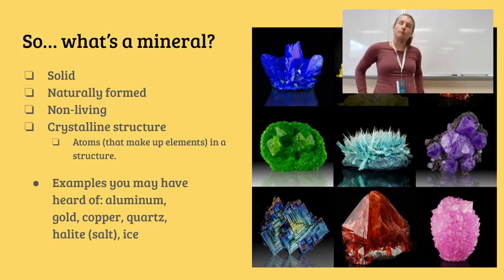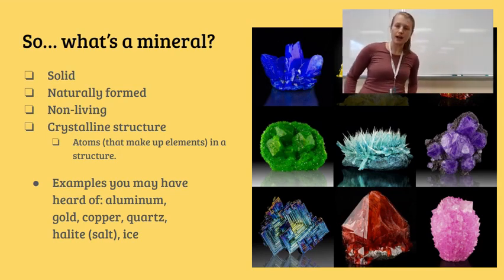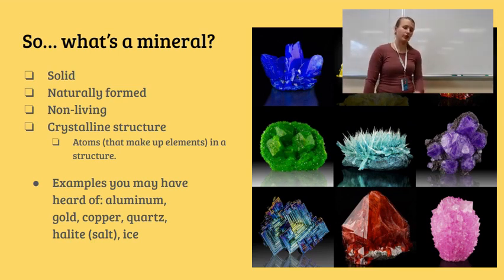It also has to have a crystalline structure, which means that the atoms are organized in a way that gives it some sort of structure rather than something like glass. In glass, there is no structure to it. It's all kind of just melty. So glass is not considered a mineral. Examples of some things you may have heard of before are aluminum and copper and quartz and salt and ice. Ice is actually a mineral. Water is not, because it is not solid, but ice is a solid and it has that crystalline structure.